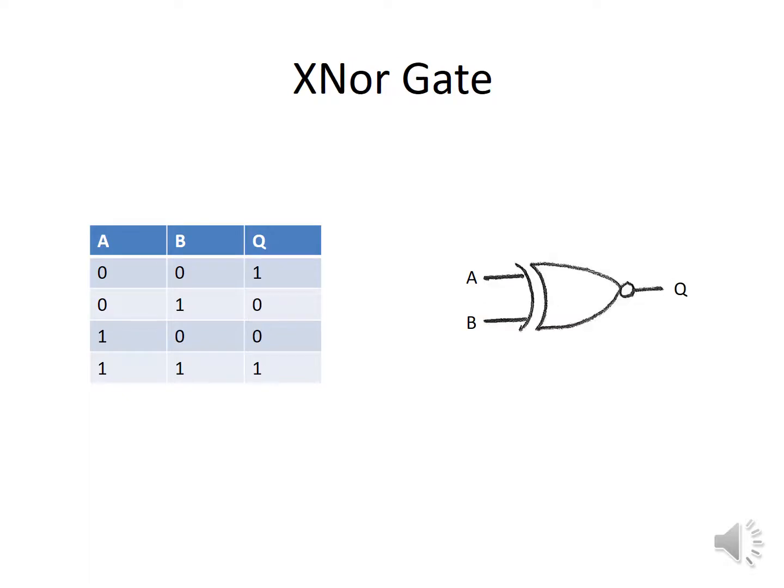And of course, if you add a circle to the end, then you reverse the Q, the output, and you get an XNOR gate, where it's only on if A and B are either both off or both on.